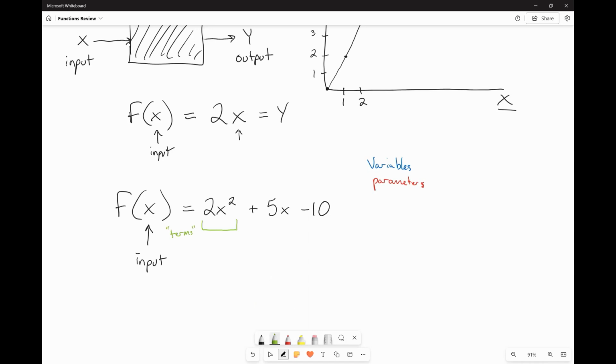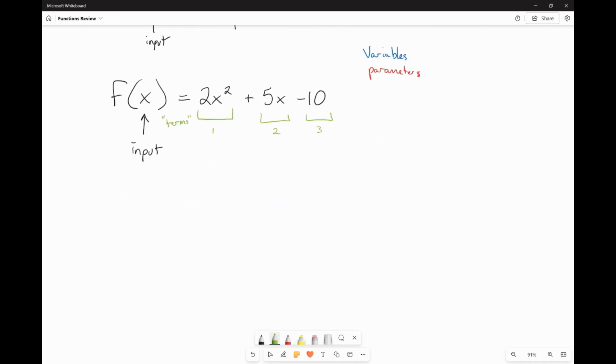All right, this will become important when we do derivatives. It'll be important to distinguish separate terms in a function. So this is kind of the first term, the second term, the third term of this function. You can have functions that are composed of parts, but it's all one function, right? So just kind of make that distinction.